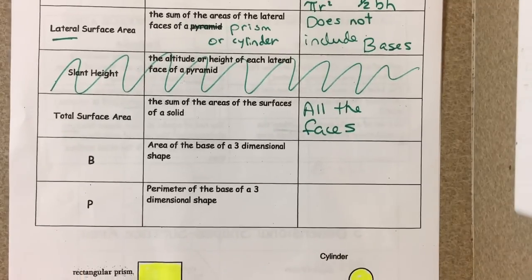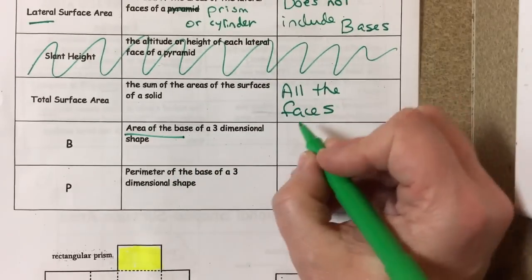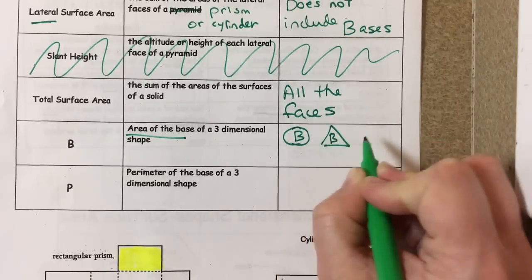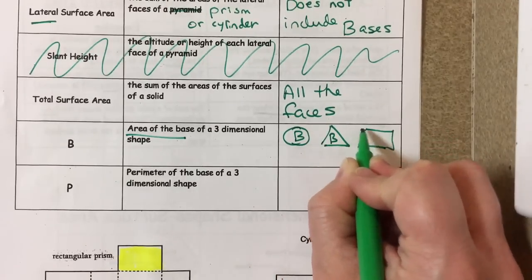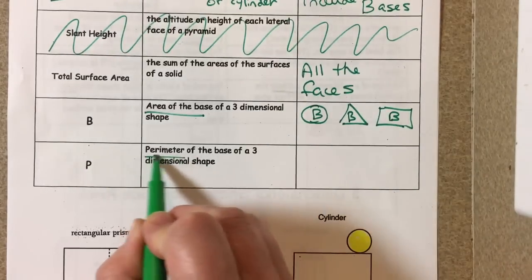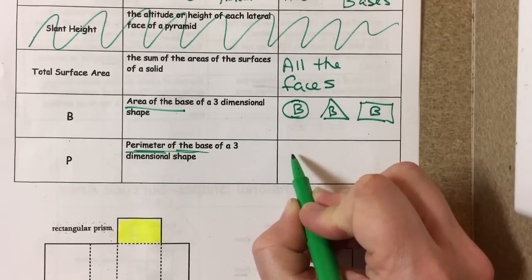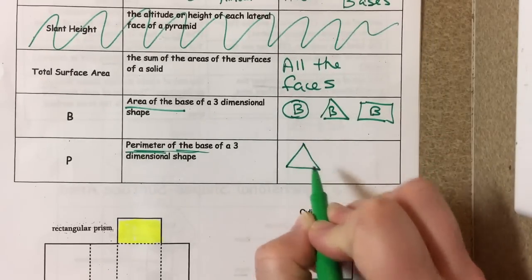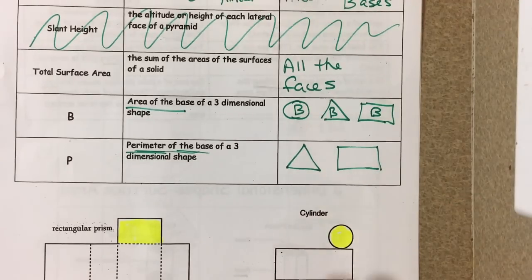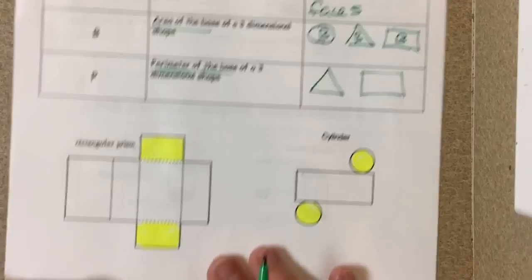Capital B is still the area of the base. And for us, we're going to have circle bases, triangle bases, rectangle or square bases. Capital P is the perimeter of the base. So we're going to find the perimeter of triangles and rectangles and circles also, but that's going to be called circumference.